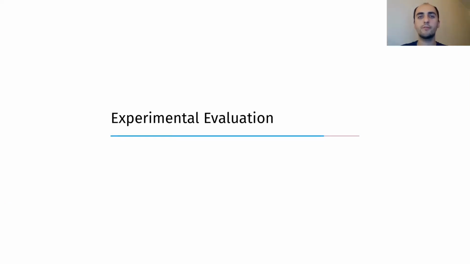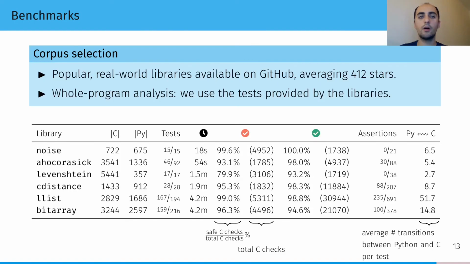So we have run this multi-language analysis on a few libraries that we found on GitHub. These are real-world libraries that average 412 stars on GitHub. Since we perform a whole program analysis, we use the tests provided by the libraries as driver code for analyzing them. So you can see that we're able to scale to programs that have up to 5,000 combined lines of code in a few minutes.